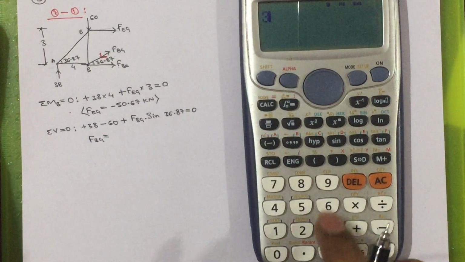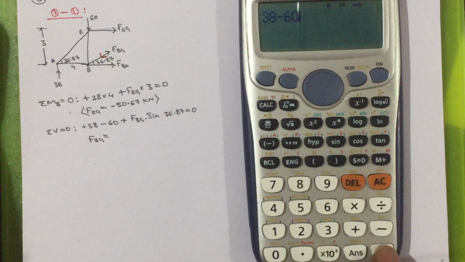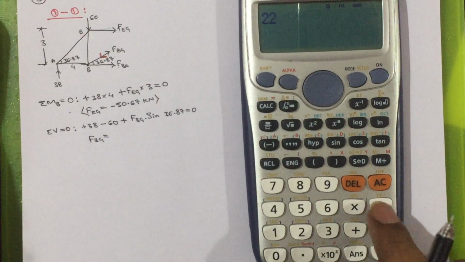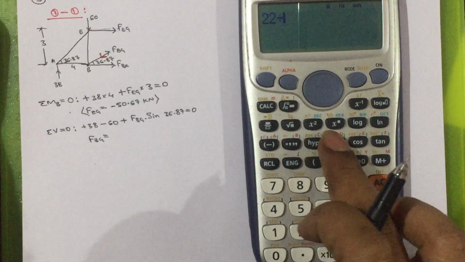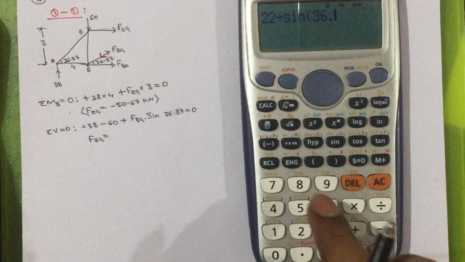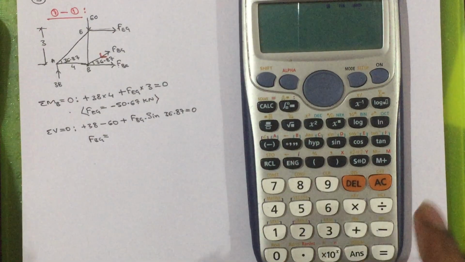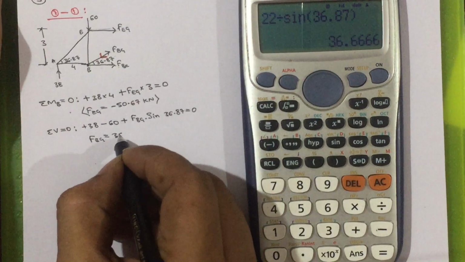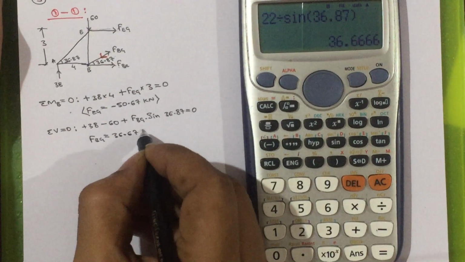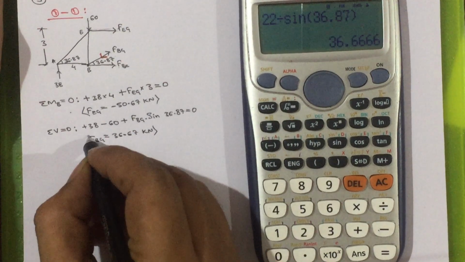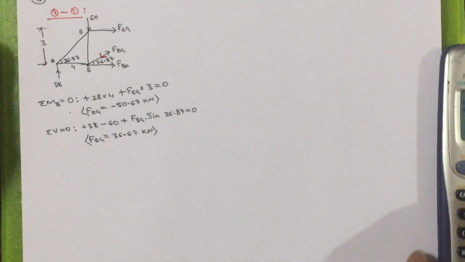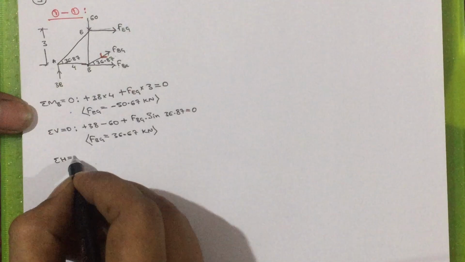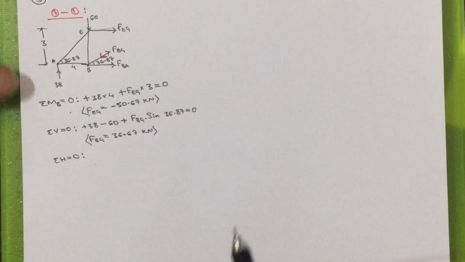So, 38 minus 60 minus 22, if it goes that side, that will become plus 22 divided by sine of 36.87. So, we will get it as 36.67 kilonewton tension. Next we have the another condition, horizontal 0, sigma h is equal to 0.